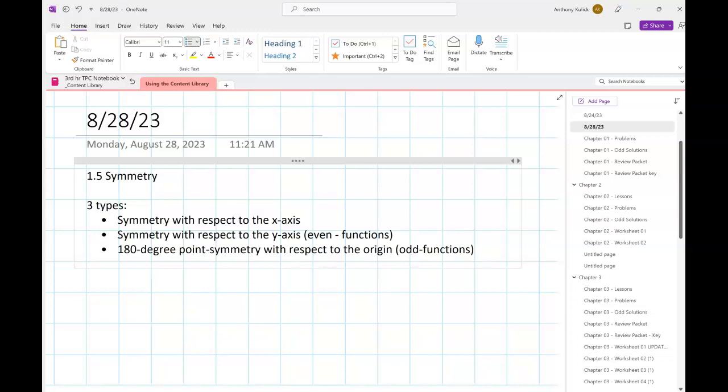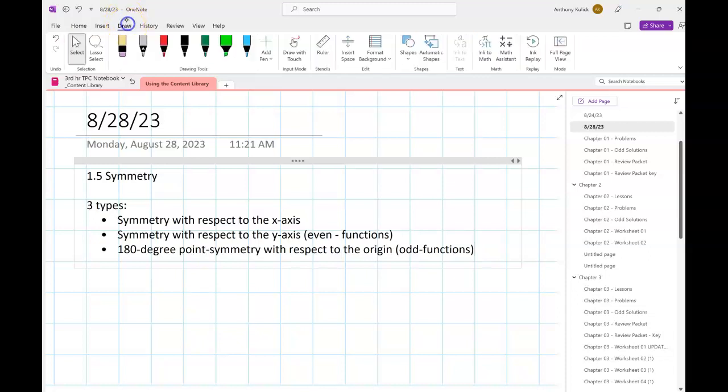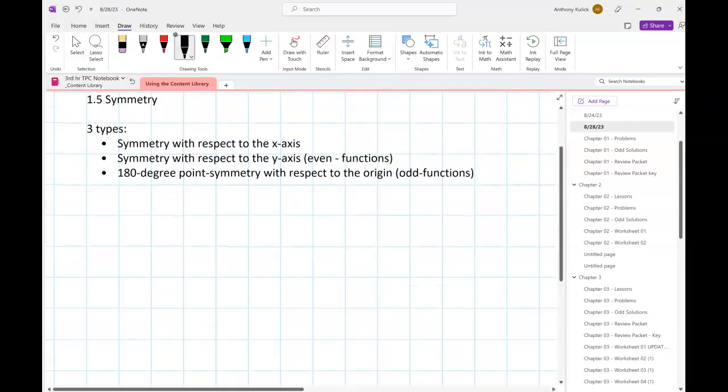Let's look at some examples here. We'll write an example as an equation. We'll write that same example then as a graph and as an XY table, so you can get a feel for what you're looking at to notice each one of those types of symmetries.